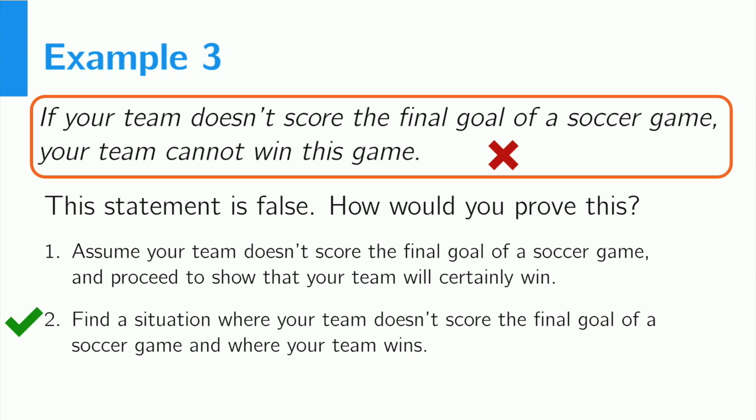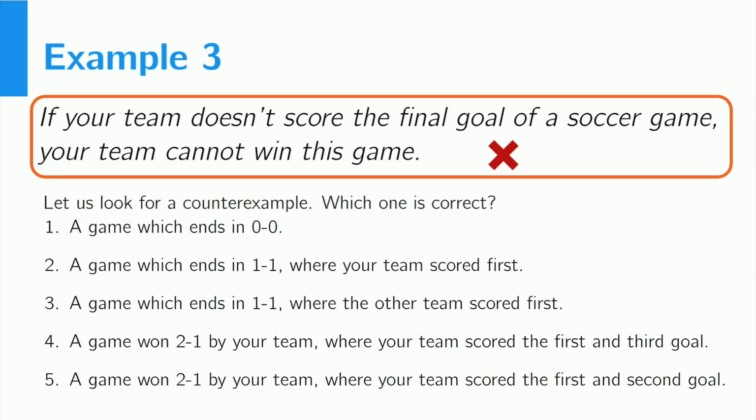This is correct. If you can find one example in which A holds but B does not hold, this is sufficient to show that the implication if A then B is false. This is the core idea of looking for counterexamples. Now let us find such a counterexample. What would a correct counterexample be?